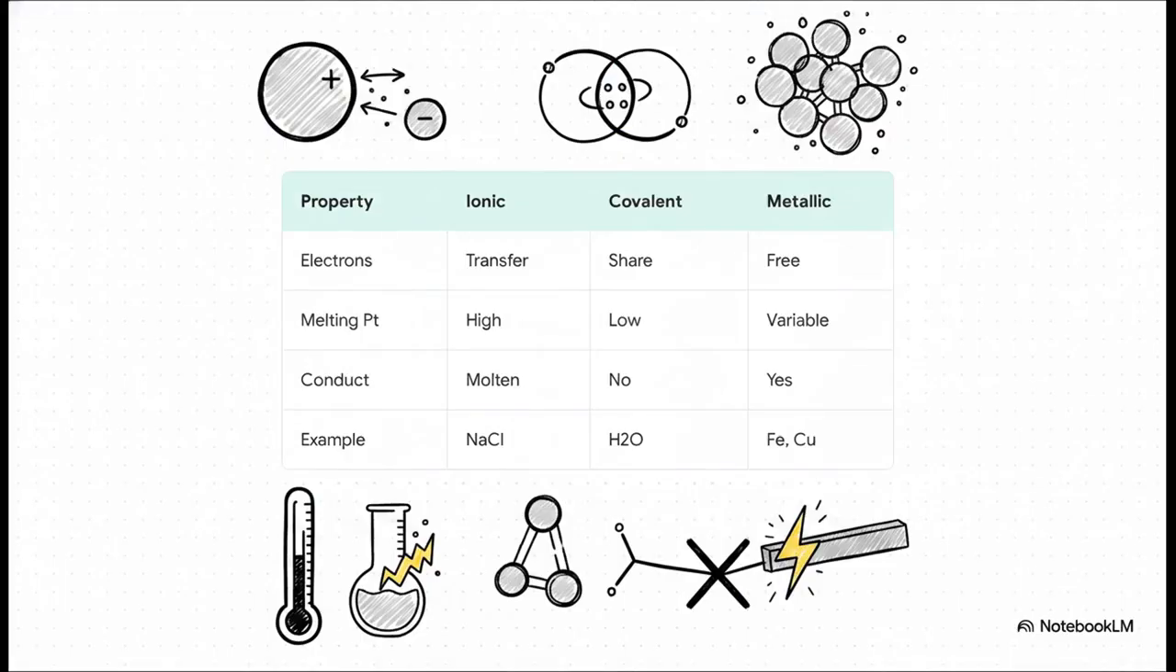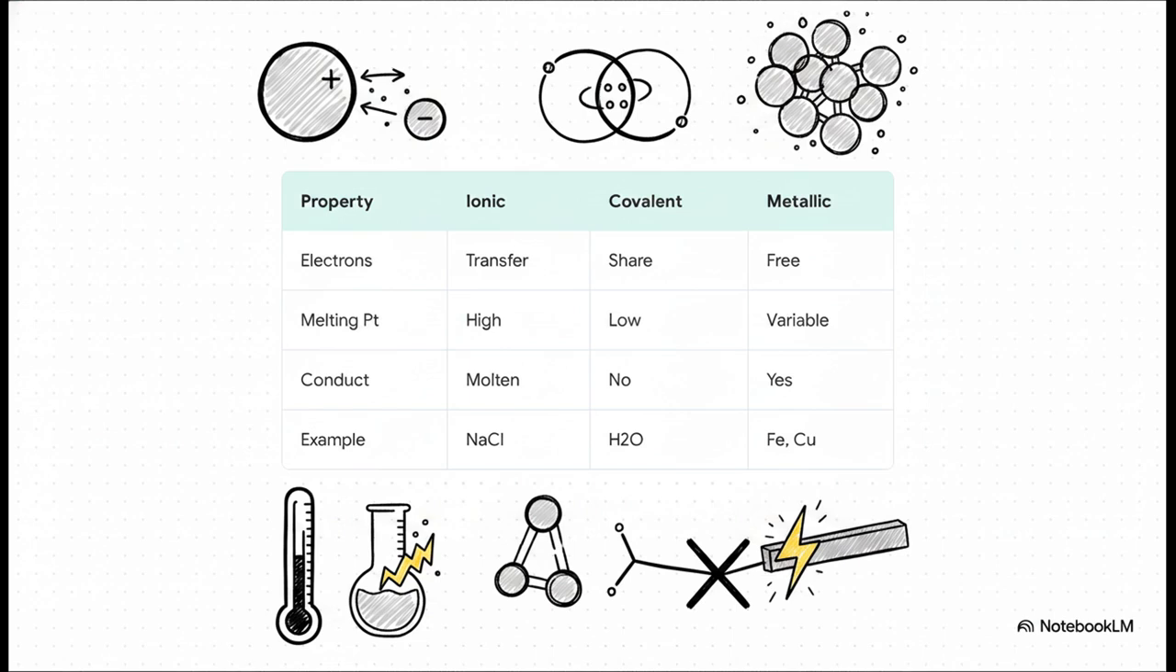All right, let's bring all these theories together. When we put these 3 microscopic strategies side by side, the distinctions become incredibly clear. We've got transfer for ionic, sharing for covalent, and free movement for metallic. And those microscopic choices, they directly dictate real-world properties.